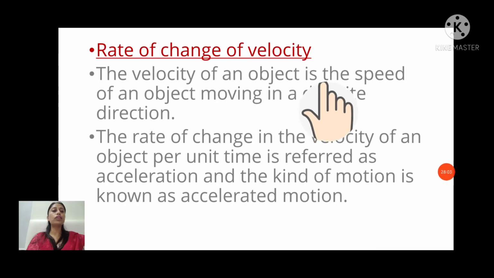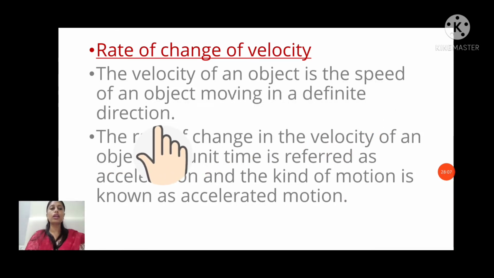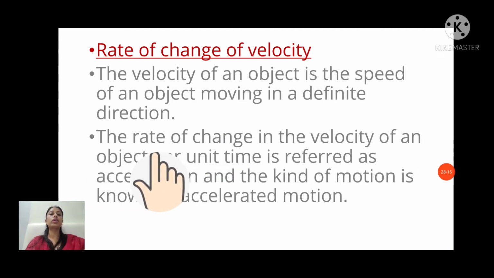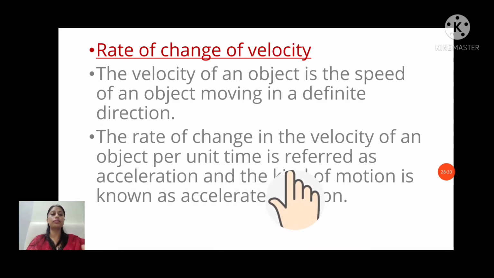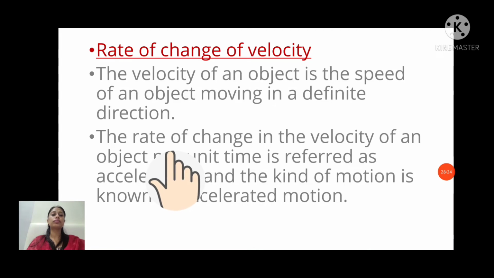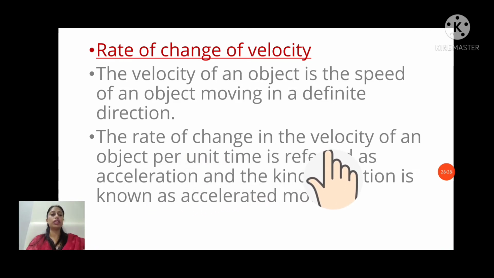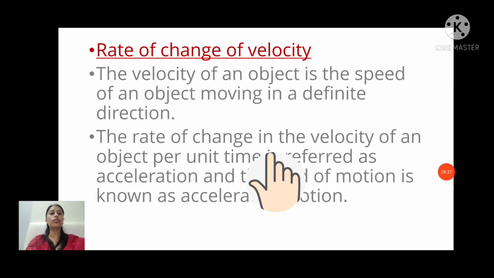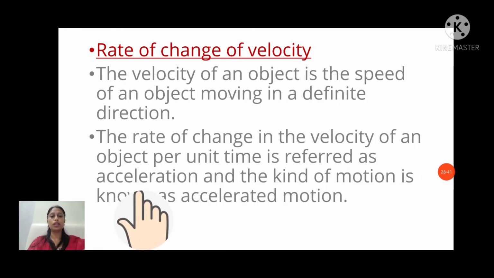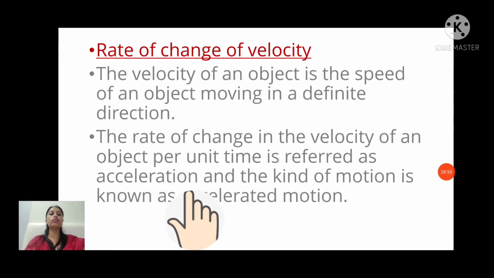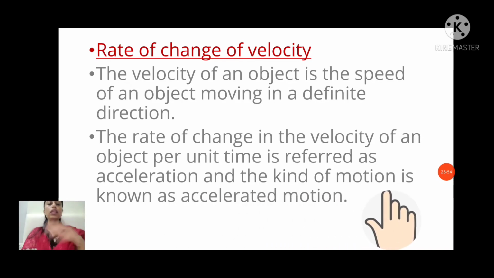First point, the velocity of an object is the speed of an object moving in a definite direction. Second point, the rate of change in the velocity of an object per unit time is referred to as acceleration. Means the change in the velocity of any object per unit time is known as acceleration, and that kind of motion, in which the velocity is changing, is known as accelerated motion.